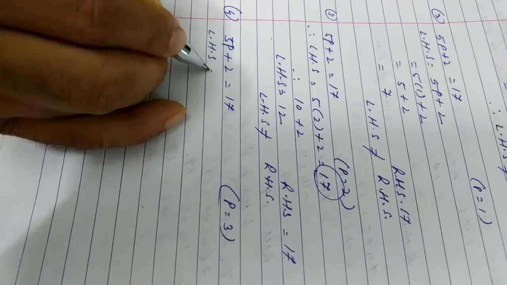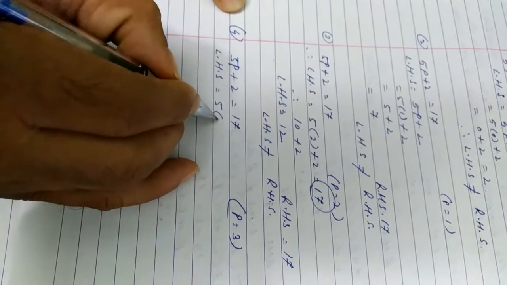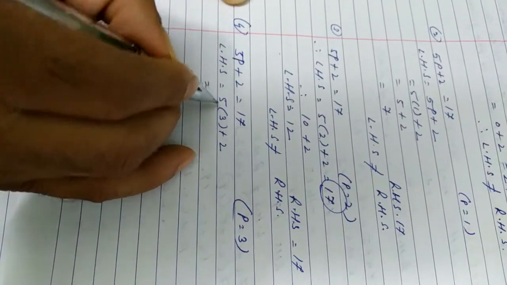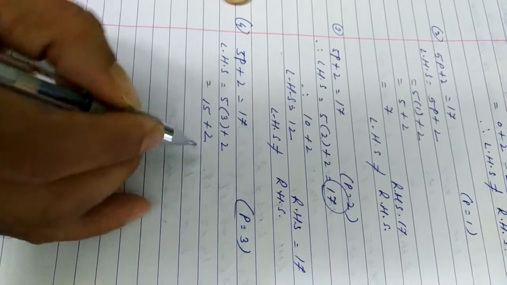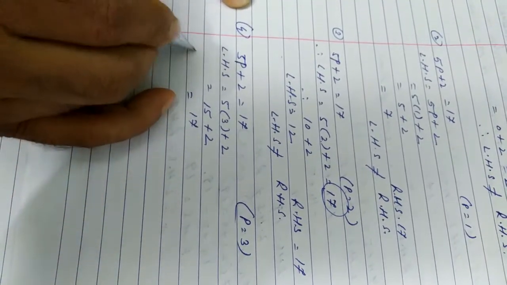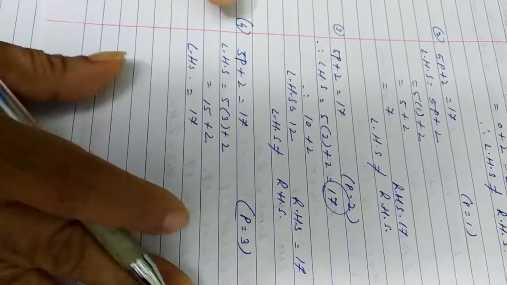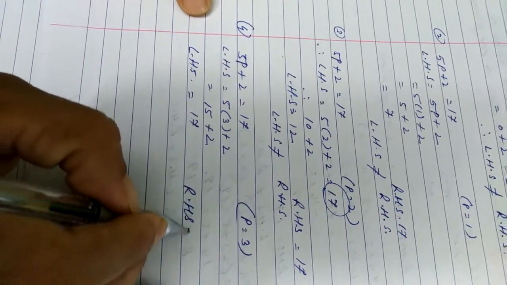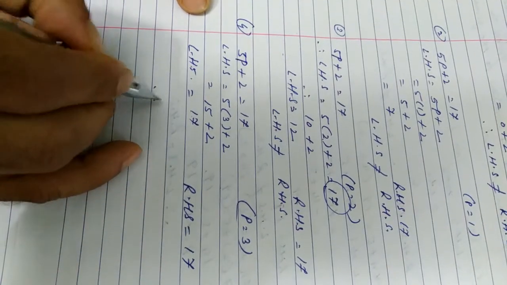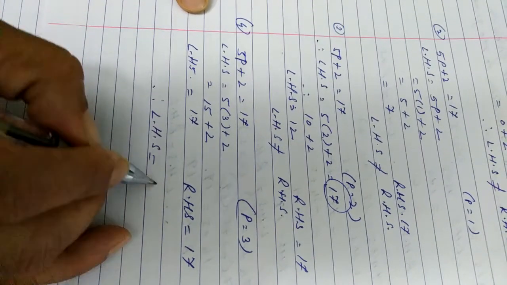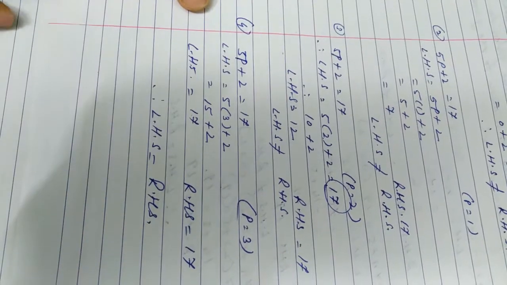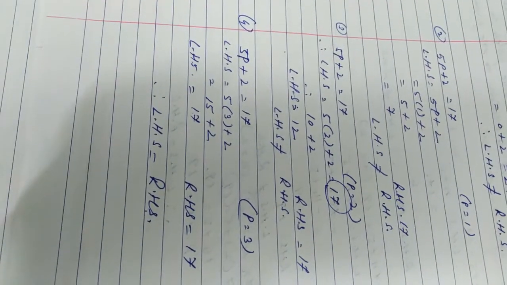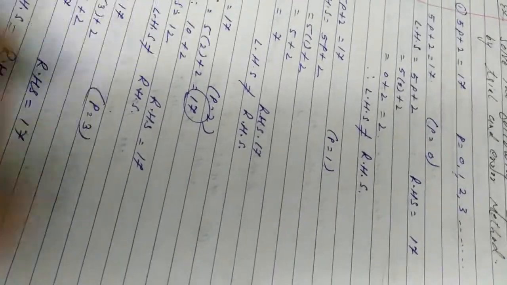So left hand side is equal to 5. P is equal to what? 3 plus 2. 5 3s are 15 plus 2, 17, right? So left hand side is equal to what we got over here, 17. And for the right hand side, already we have what? 17. So here we can say left hand side is equal to right hand side. So all of you understood? So like this way we can solve the following equation by using trial and error method.